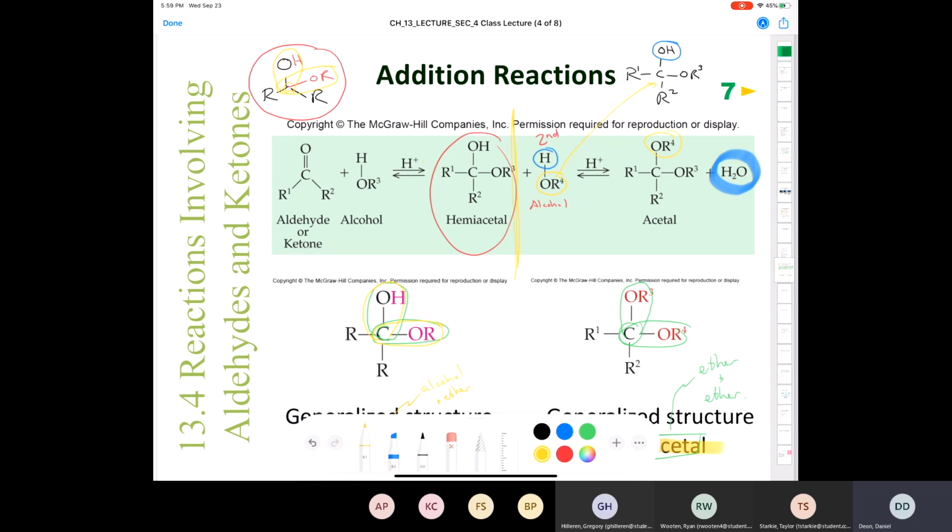So the first step is the aldehyde or a ketone plus an alcohol, with a catalytic amount of acid, and you make a hemiacetal. That hemiacetal reacts with a second molecule of the alcohol. You have to use a catalytic amount of acid again. Now you produce an acetal, but you also produce water. There's no water produced in the first step, only in the second step.